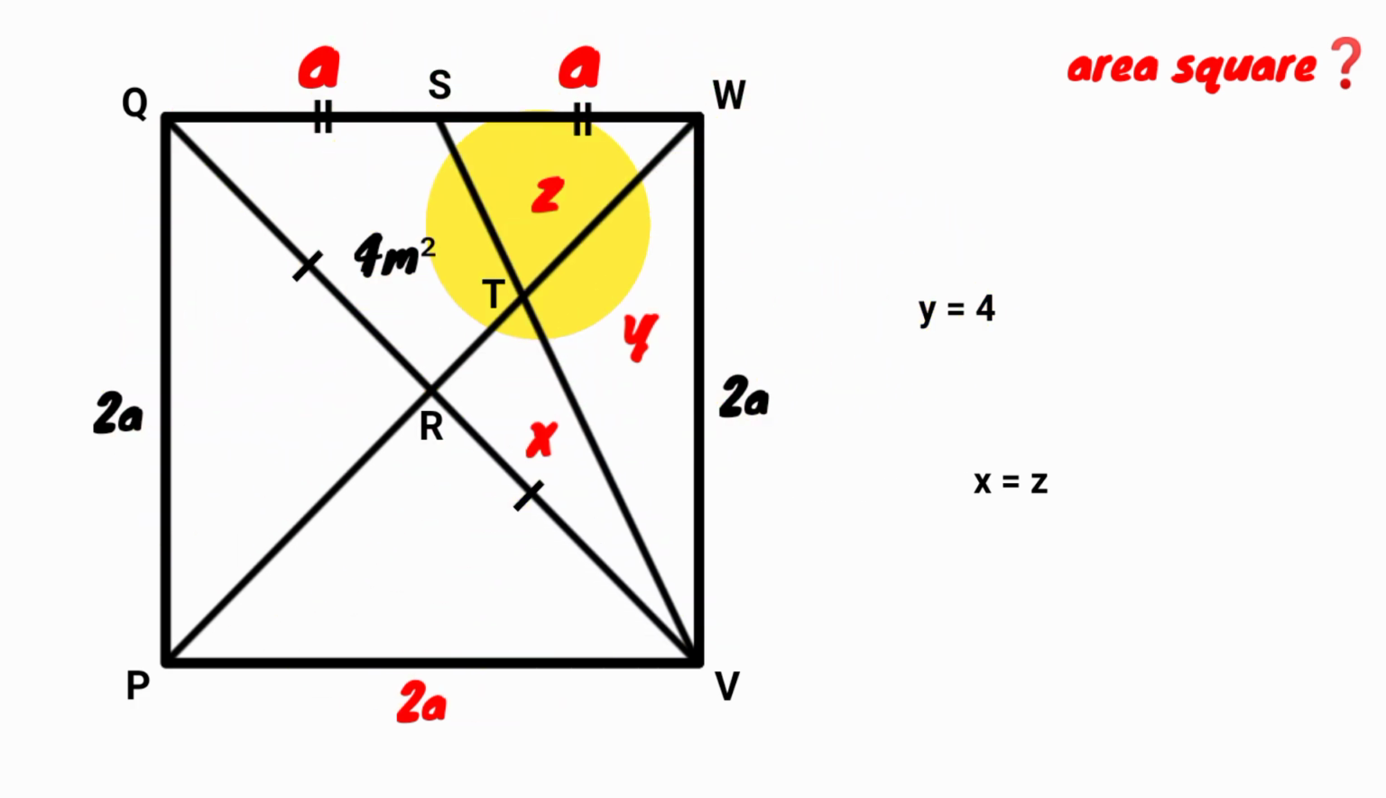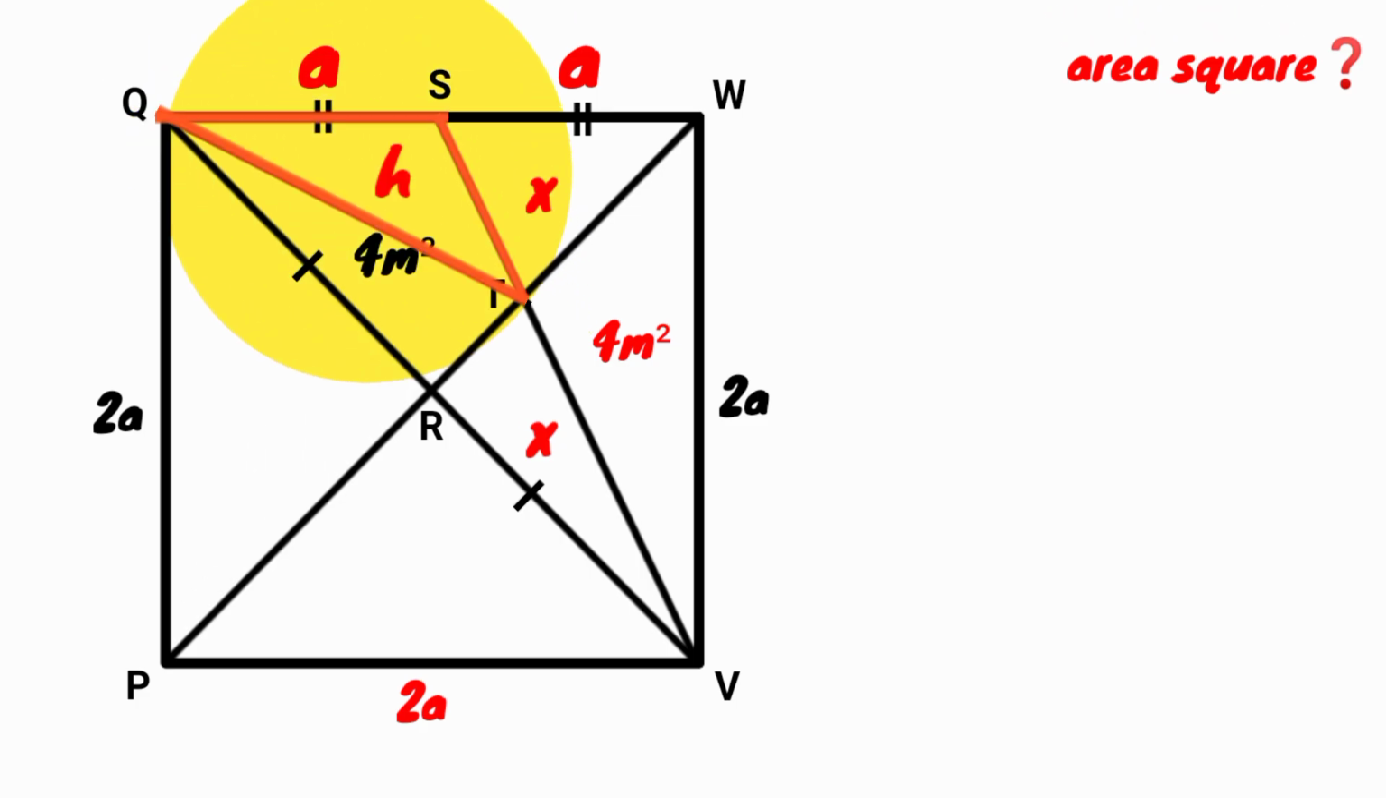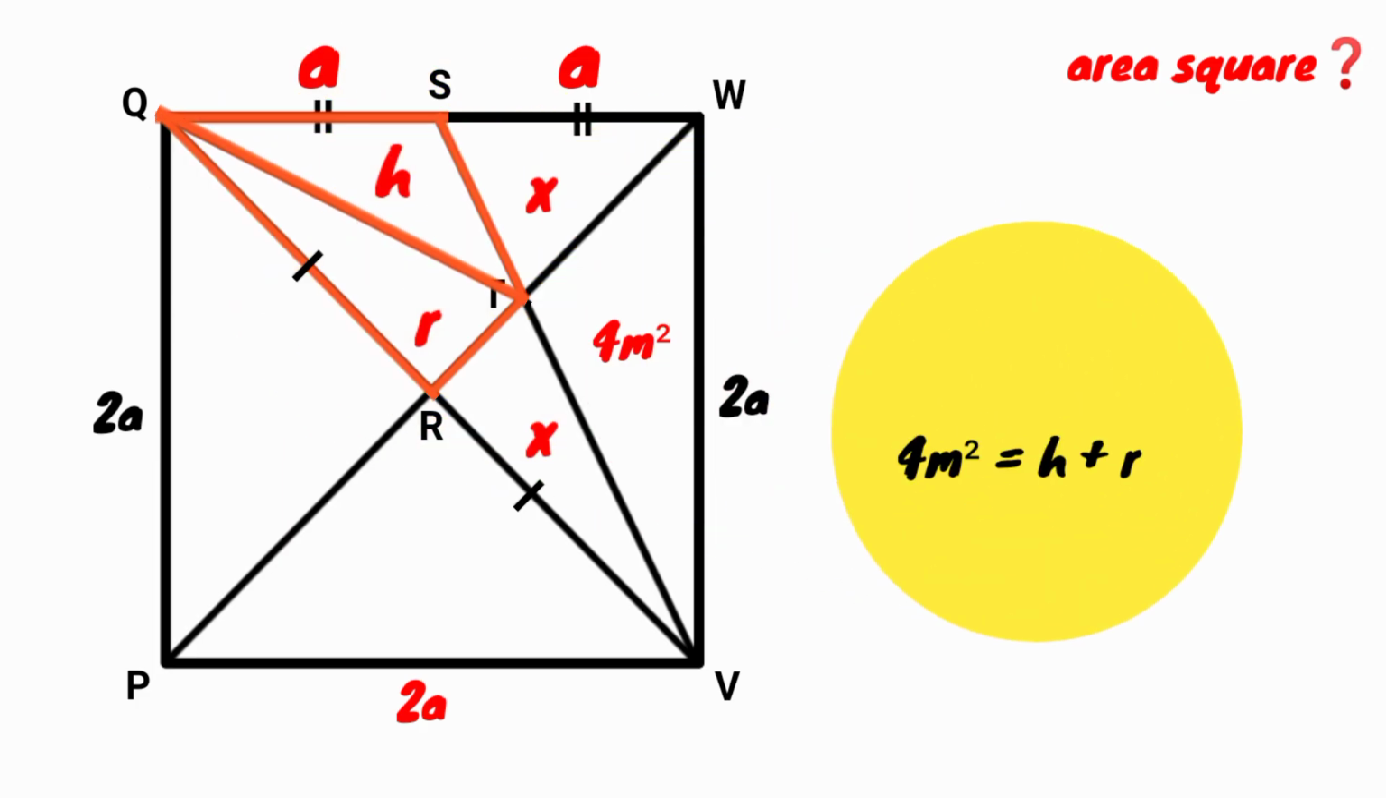Here replace this z with x and this y with 4. Come here from this point Q. Draw a line to this point T. Let this be h and this r. Therefore 4 meters equal to h plus r.